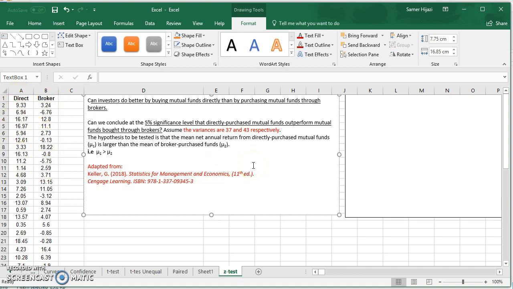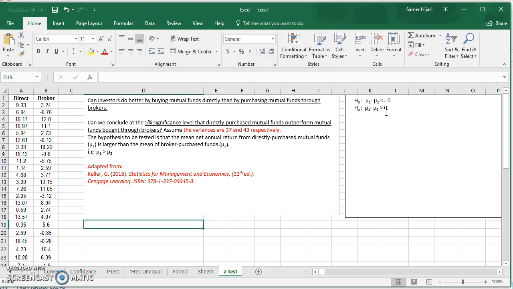So the same idea, we're going to let mu1 be the mean net annual return from direct purchase and mu2 through brokers, which means our claim that outperform means mu1 greater than mu2. In other words, mu1 minus mu2 is greater than 0, which means we place it in the alternative, and the null will be less than or equal to 0, as we see over here. That means we have a right tail test, and we expect the critical value to be positive and the z-test statistic to be positive as well.